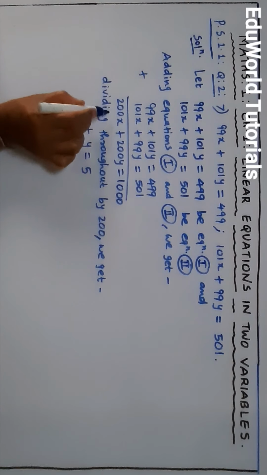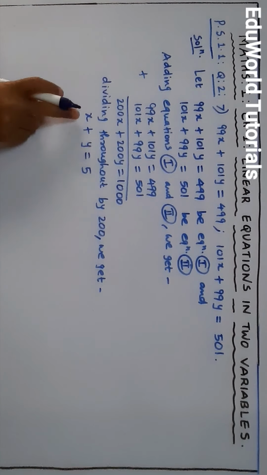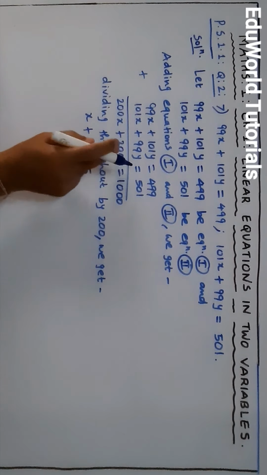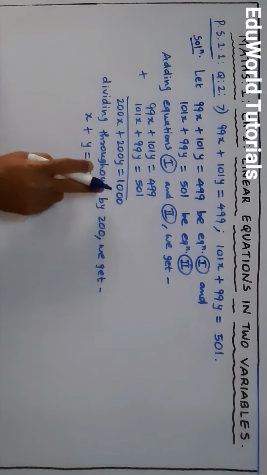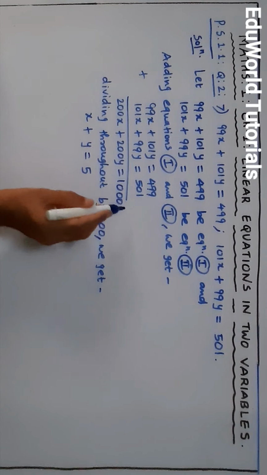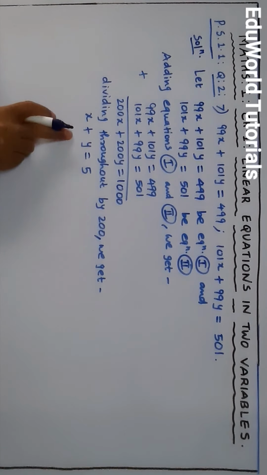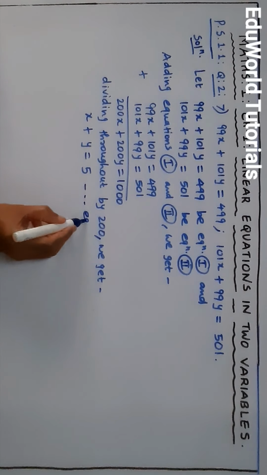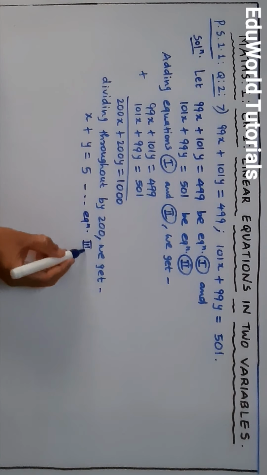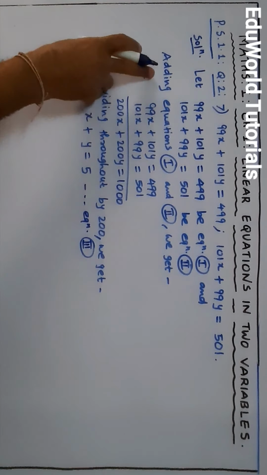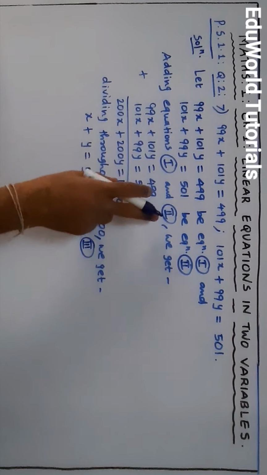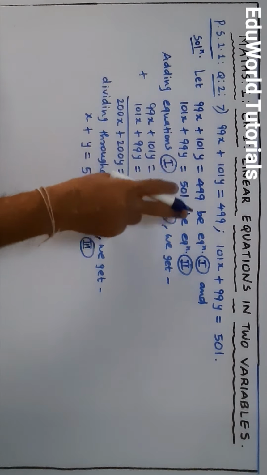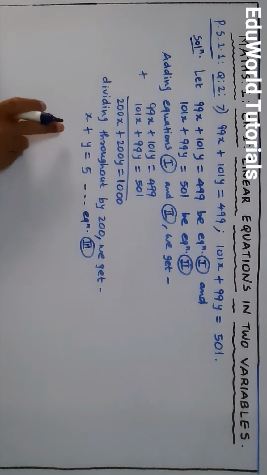If you divide this term by 200, 200 gets cancelled and x is left. Here also 200 divides the term, 200 gets cancelled, y remains. 1000 divided by 200, 200 fives are 1000. So this is the new equation, the reduced form of the equation, which we will number as equation third. Just like by adding equation first and second we get this reduced form, similarly, by subtracting the two equations, equation 1 and 2, we will get a new equation.